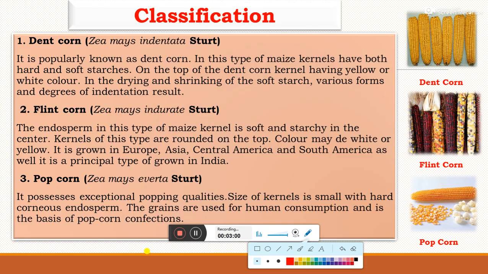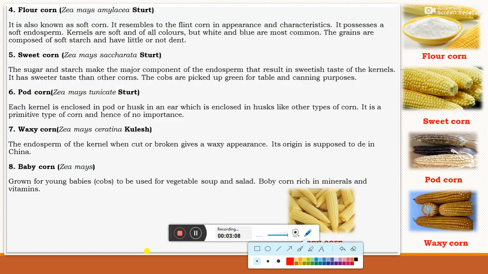And next one, the classification of maize. Maize is classified into different types, that is dent corn, flint corn, popcorn, and flour corn, then sweet corn, pod corn, waxy corn, and baby corn.